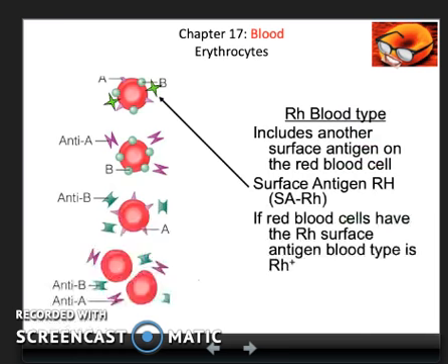Don't forget, we also have Rh blood types. This is another surface antigen on the red blood cells, and this is the Rh factor. Remember that positive or negative, whether we say A positive or B negative, that's telling us whether the Rh factor is present or not. So I talked about blood groups being inherited via simple genetics.